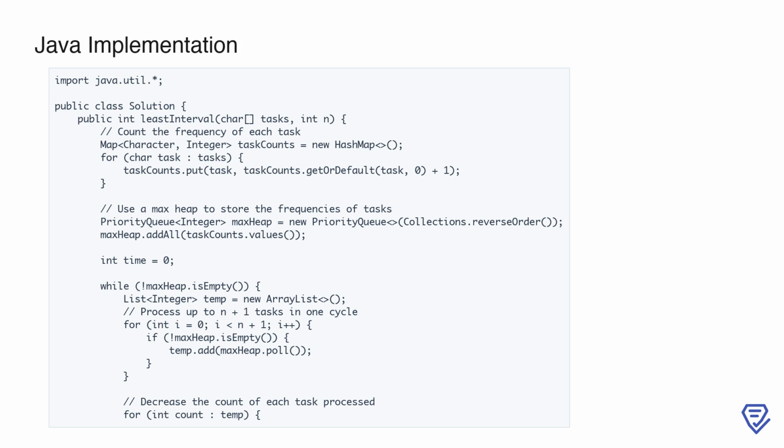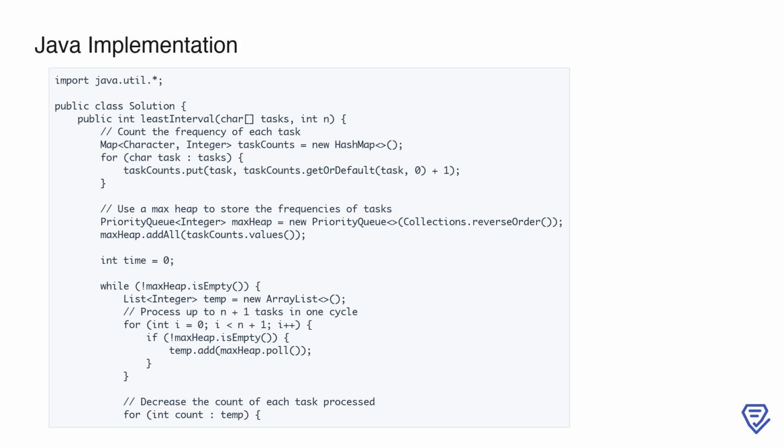To do this, we use a hash map where the keys are the task characters and the values represent their respective counts. As we iterate over the input tasks array, we populate this map using the getOrDefault method to handle the case where a task is not yet in the map.